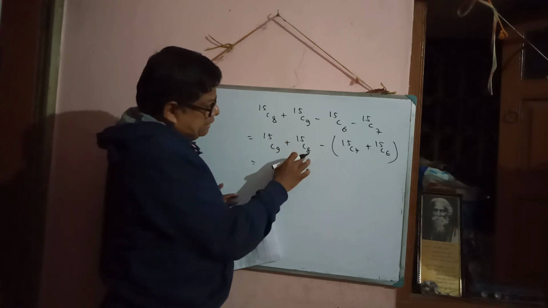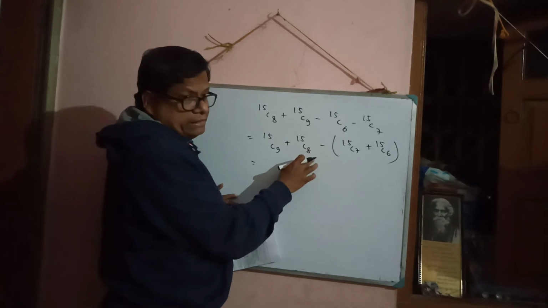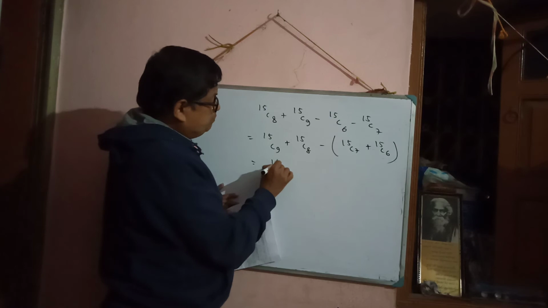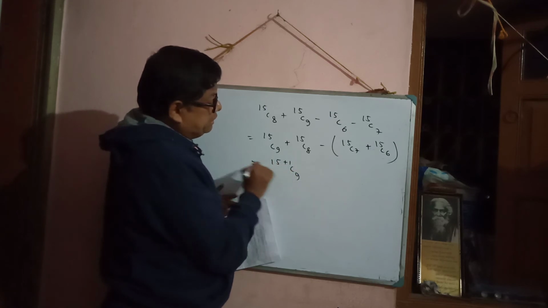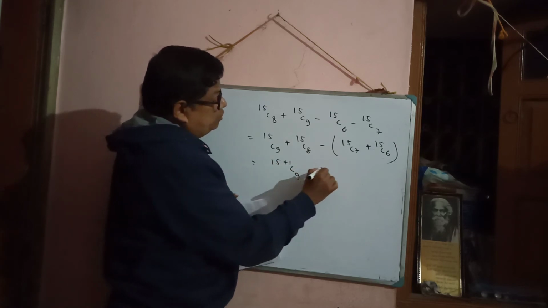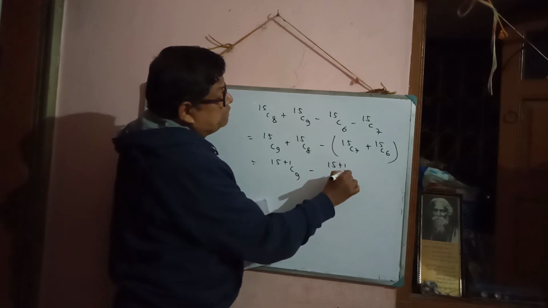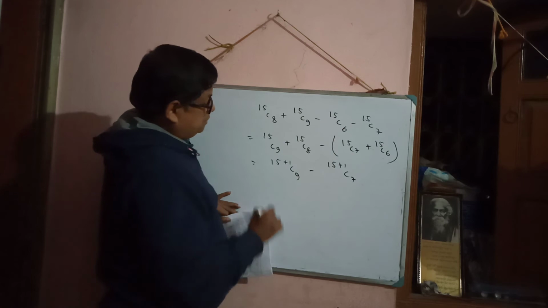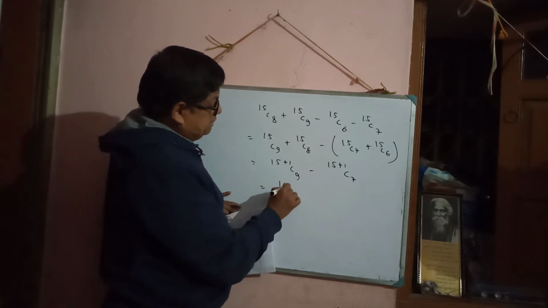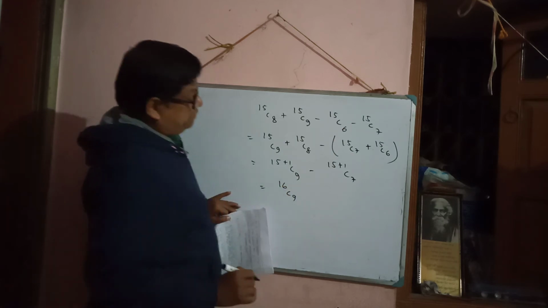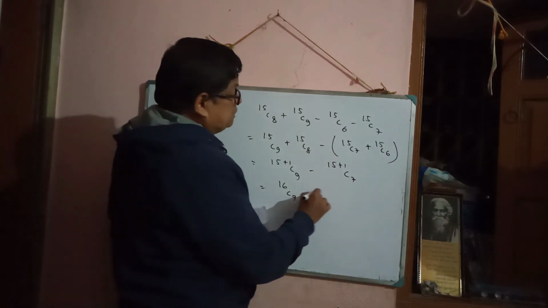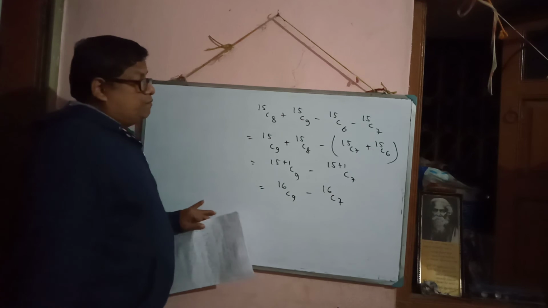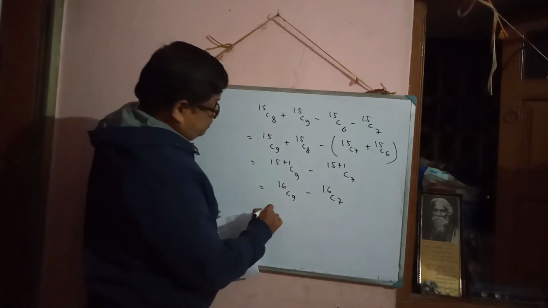So NCR plus NCR minus 1, 9 minus 1 is 8. So this part you can write (n plus 1) CR, so (15 plus 1) C 9. Here also (15 plus 1) C 7. So here write 16C9 minus 16C7.